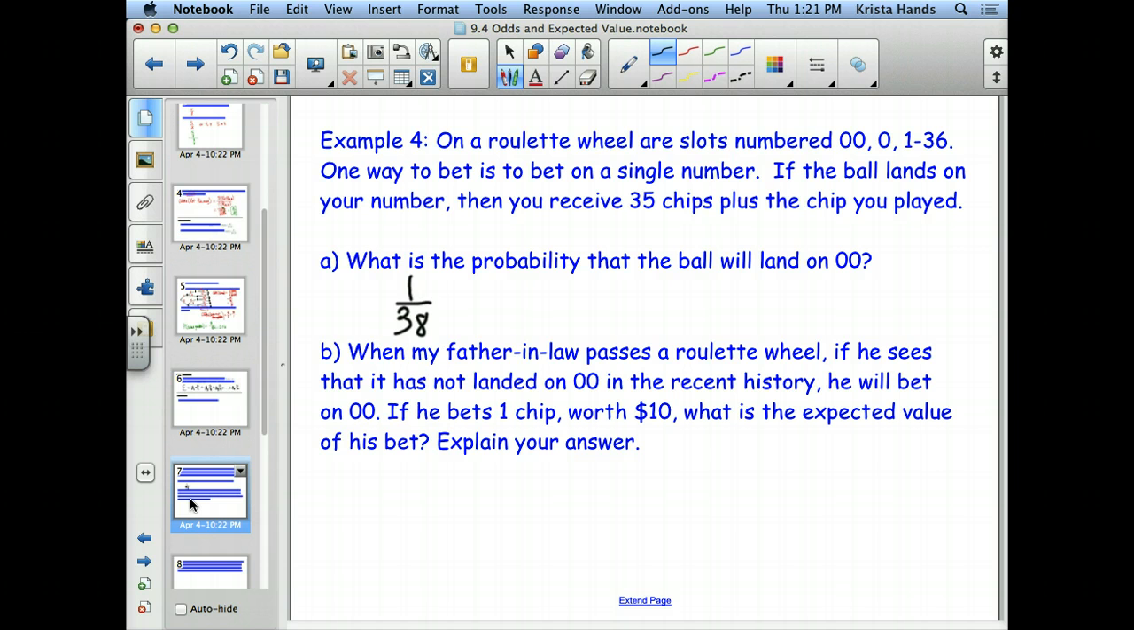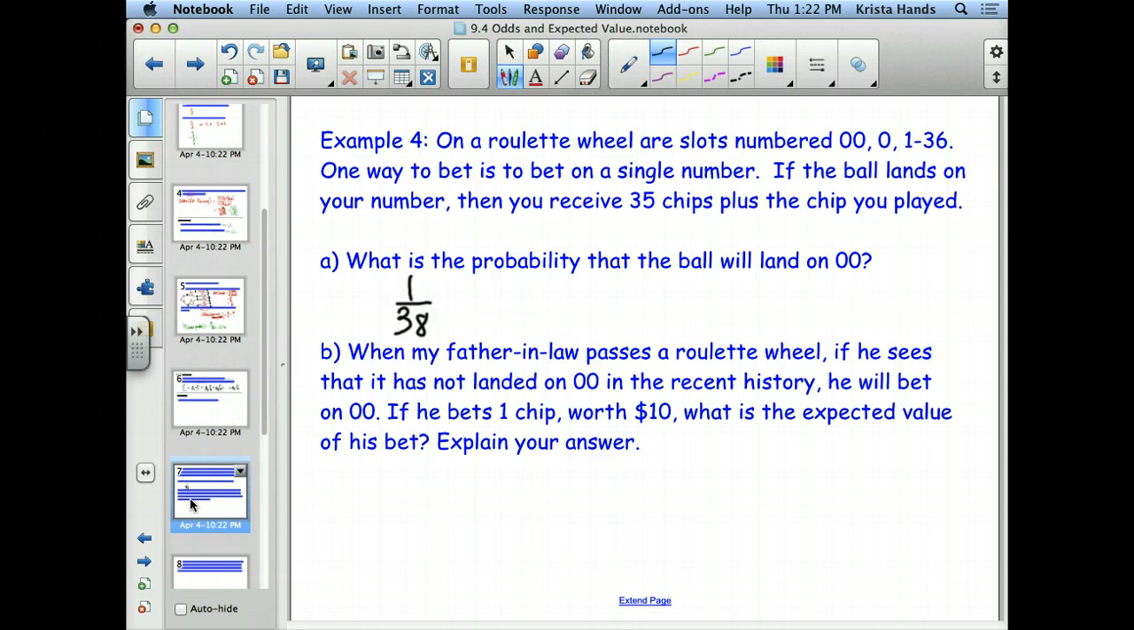All right, so if he bets one chip and one chip is worth $10, we're going to find the expected value of his bet. Okay? So there are only two things that can happen, really. He either wins or he loses. So I don't need a tree diagram, or to discuss how many different options happen. There are really two outcomes. I either win because it lands on 00, or I lose because it lands on anything else. Everybody with me on that?